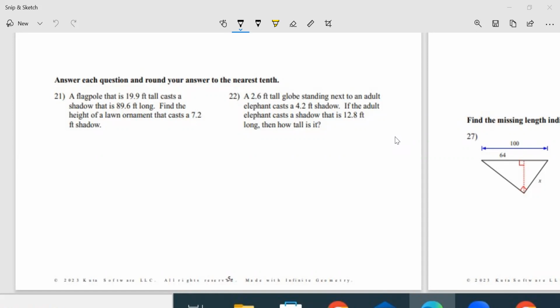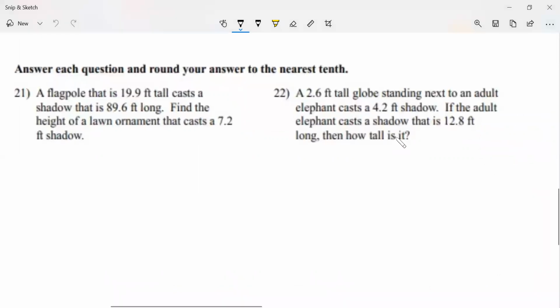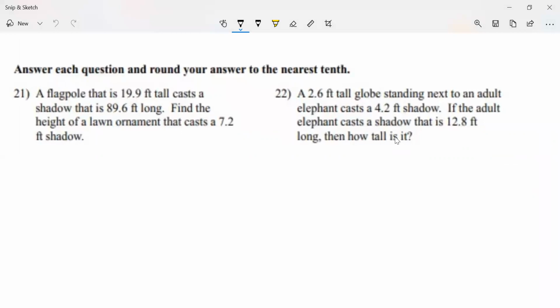So let's take a look at number 21 and 22. Round each question and round your answer to the nearest tenth. Okay, so that means my answers will be decimals.